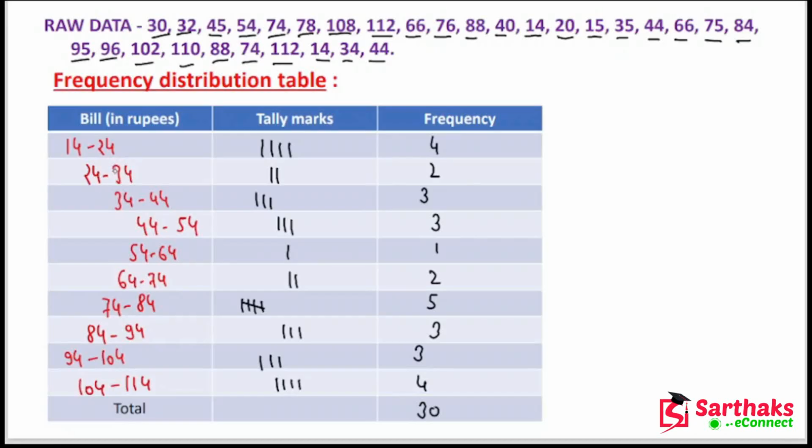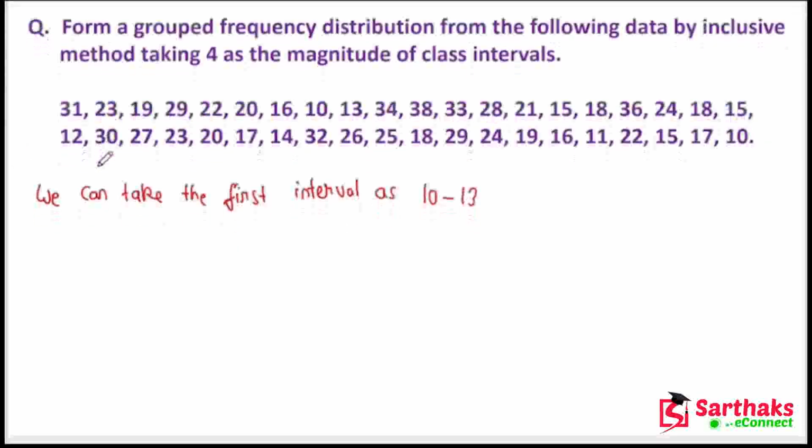That is why I said that students sometimes prefer the exclusive method. You can clearly see 24 minus 14 is 10. Because 24 is not included, the class size is maintained. In the inclusive method, if you make the intervals 10 to 13 and take 13 minus 10, it will be 3, so you will get confused. But the class size is 4, because both endpoints 13 and 10 are included. In exclusive, only the lower limit is included, not the upper limit. That is the difference between exclusive and inclusive method.